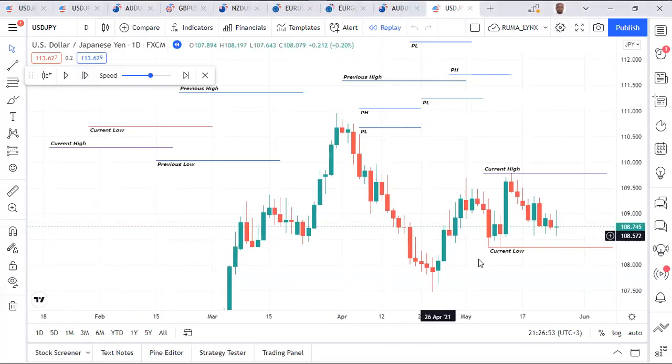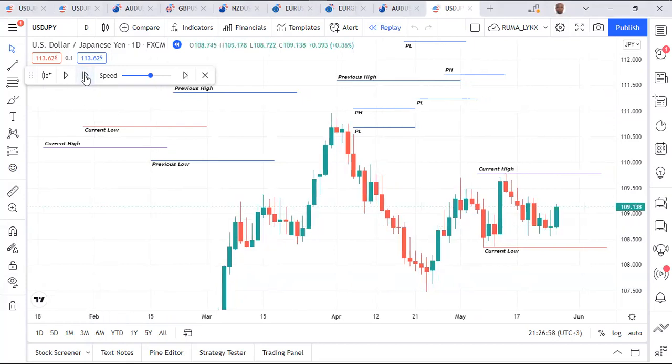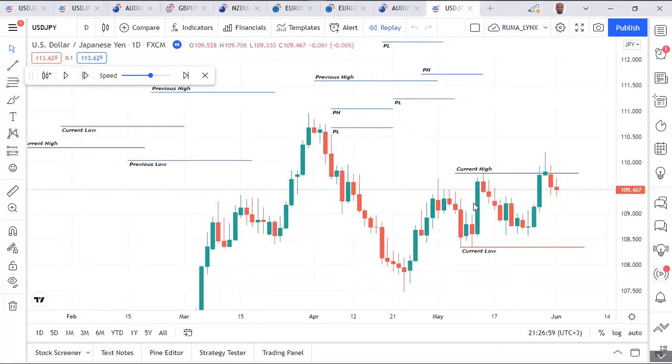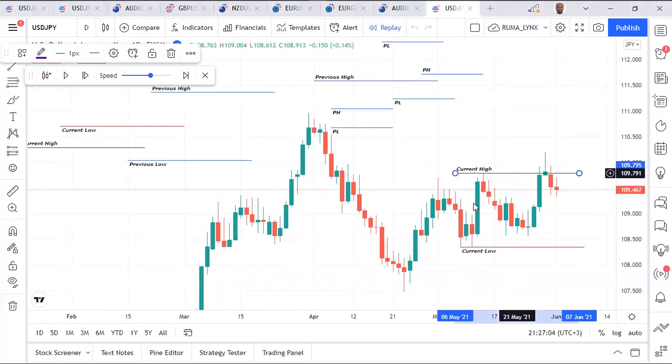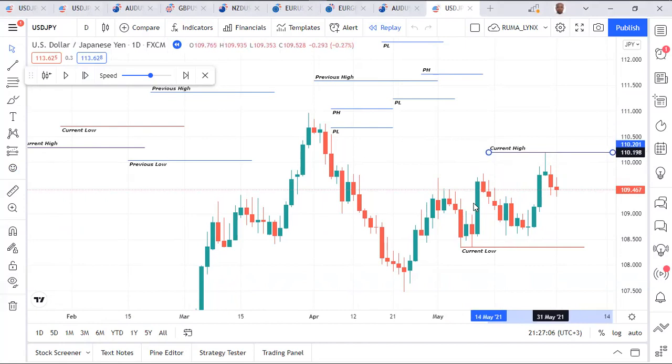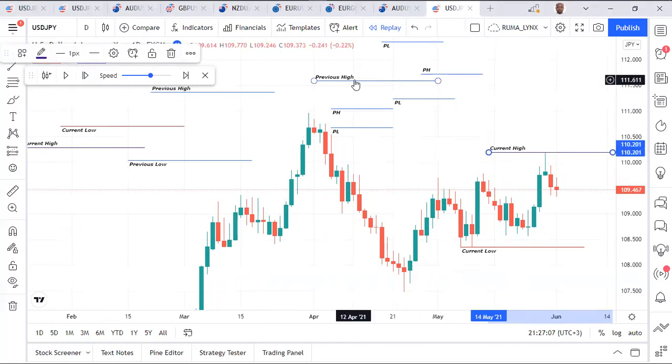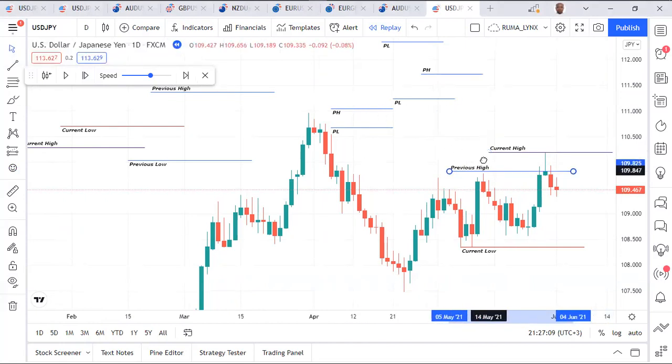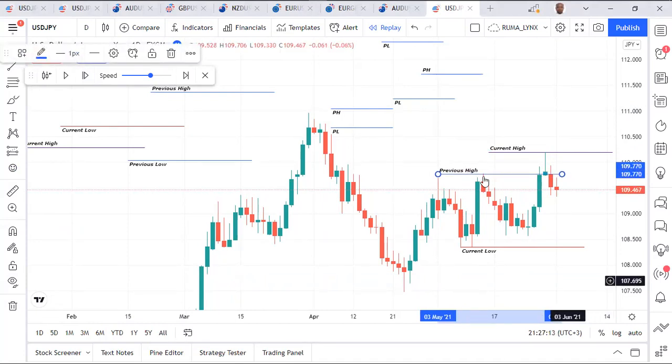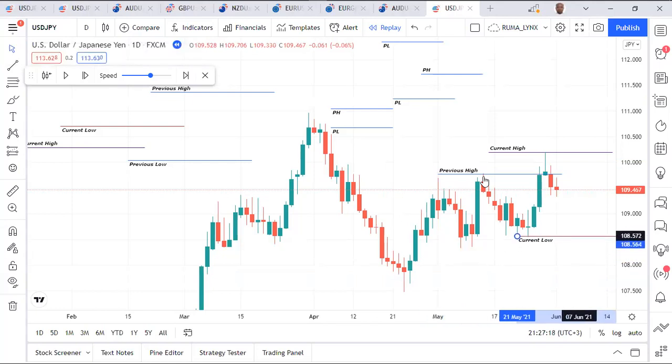This is the current low, this is the current high. Let's see, I want to move a little faster. Yeah, so the market here changes direction. Notice what happens here. So this becomes a new high. This is the previous high right here. And our new low is all the way down here.